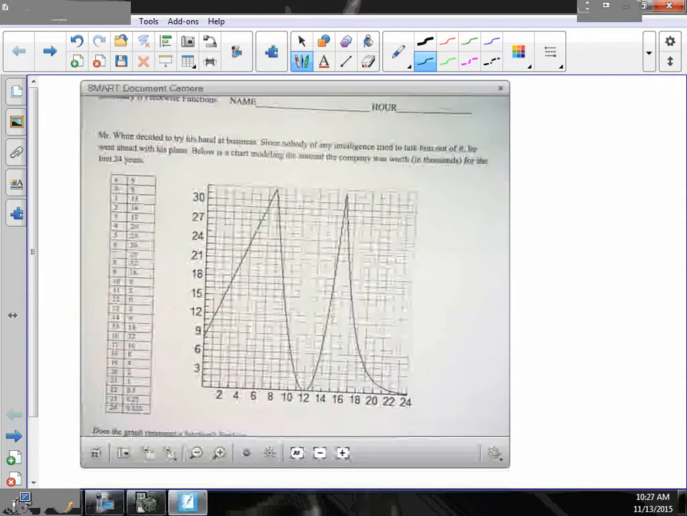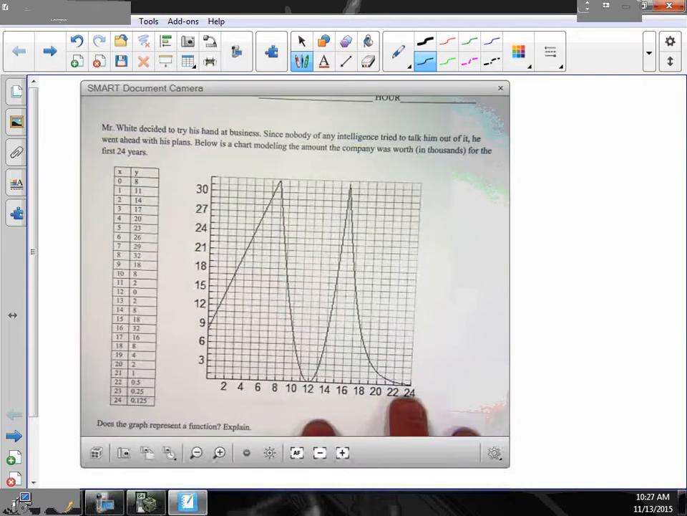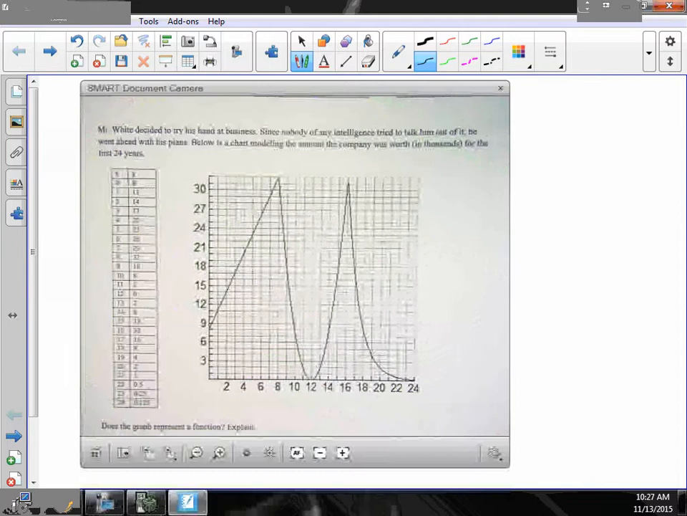So this graph is representative of this story. Mr. White has decided to try his hand at business. Since nobody of any intelligence tried to talk him out of it, he went ahead with his plans. Below is a chart modeling the amount the company was worth in thousands for the first 24 years. So you can see my company did really well to begin with, and then it lost a whole bunch of money, and then it gained back a whole bunch of money, and then it started losing money again.